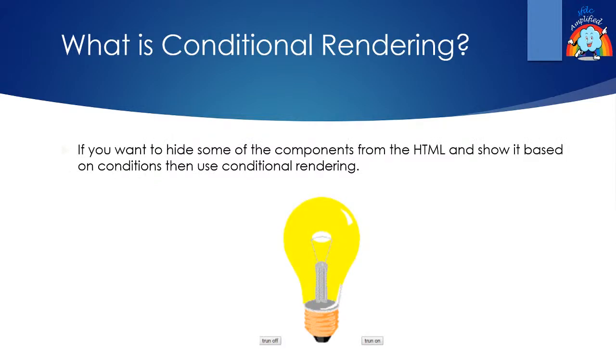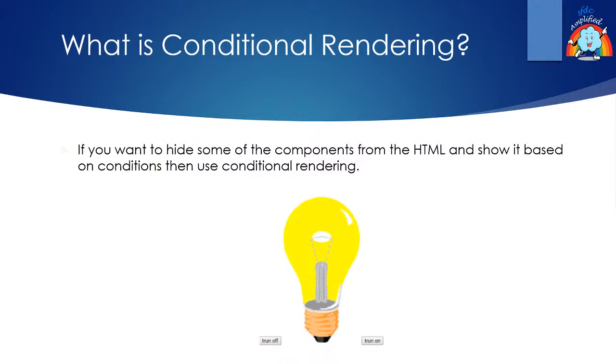So what is conditional rendering first of all? Basically, if you want to hide some of the components from HTML and show them based on a particular condition, then that is conditional rendering. For example, if it is raining, then don't go out. Or if it is not raining, then go out. So like this, there's a condition and based on that, we are performing some kind of action. That is conditional rendering.